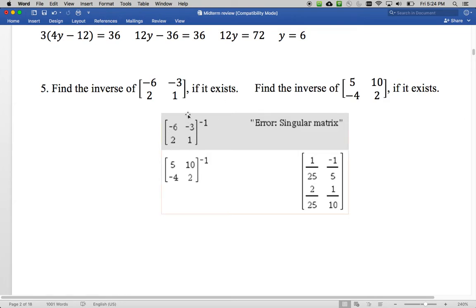So if you look on my screenshot of my calculator, for this matrix, we get an error message, and that means that the inverse does not exist. And then for this matrix over here, when I raise it to the -1 power, I get all of these fractions. And so that would be my answer.